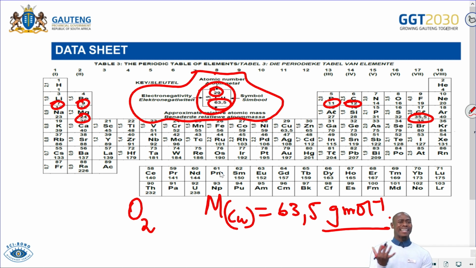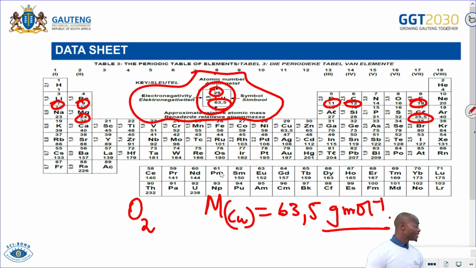For example, what is the relative atomic mass of fluorine? It's not 16, it's 19. That is the relative atomic mass of fluorine. But what is the molar mass of fluorine? It's 19 grams per mole, right?